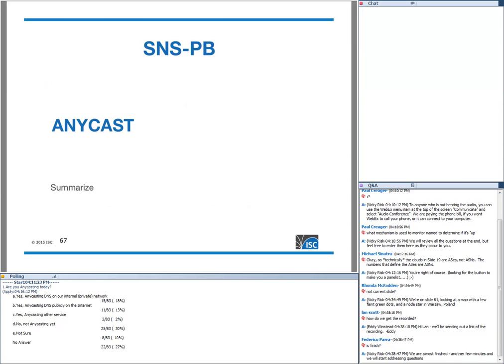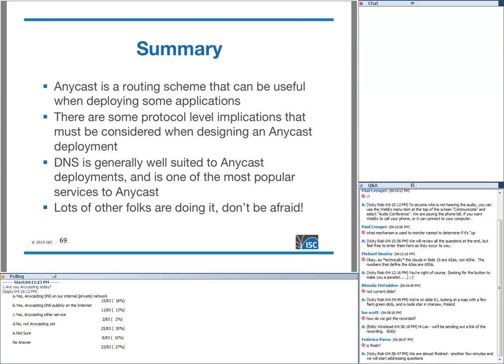So in summary, Anycast is a routing scheme that can be useful in deploying some applications, especially DNS as we've shown here today. There are some protocol level implementations such as traceroute, like we mentioned before, that need to be considered when designing Anycast, but are not issues that really should hold you back from testing. Lots of folks are doing recursive and authoritative Anycast DNS, and you should feel free to try it as well. Next slide, please.